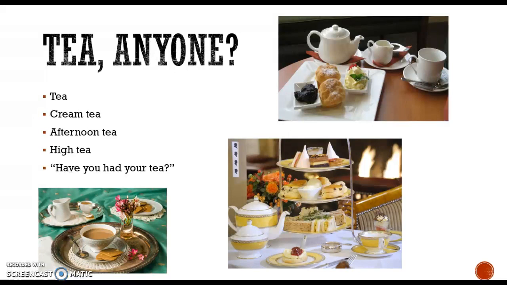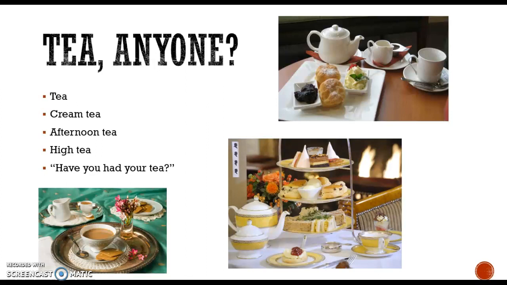So there's nothing more English than tea. But when I started living here, I didn't realize all the different teas. So first of all, there's the beverage tea, or sometimes referred to by the British as a cuppa, which is short for a cup of tea. So when you order a cuppa, you'll get a cup of tea and a biscuit or cookie.